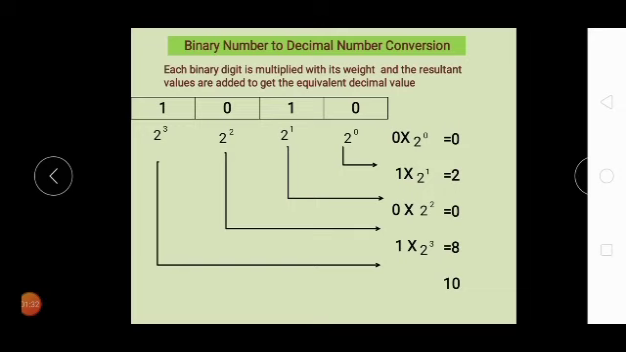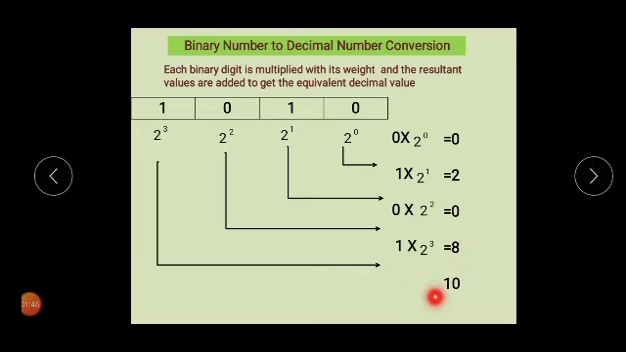So here 0 into 2 power 0 is 0. Then the next one, 1 into 2 power 1 is 2. This is 0 into 2 square, which is 0. 1 into 2 power 3 is 8. So 8 plus 2, you get 10. So this 1010 represents the decimal number 10. That is, 10 is written in binary as 1010. So to convert a binary number to a decimal number, we multiply every digit in the binary number with its weight and then add the resultant values.